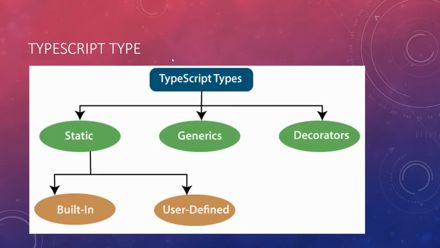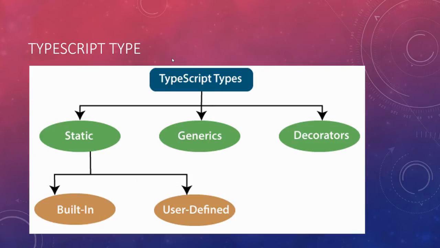So TypeScript provides data types as an optional type system. We can classify it into different types. As you can see on the screen, there are static, generics, and decorators. So what are static types? Static types mean at compile time, or without running a program. In a statically typed language, variables, parameters, and objects have types that the compiler knows at compile time. Static types can be further divided into two subcategories: built-in, also called primitive types, and user-defined data types.